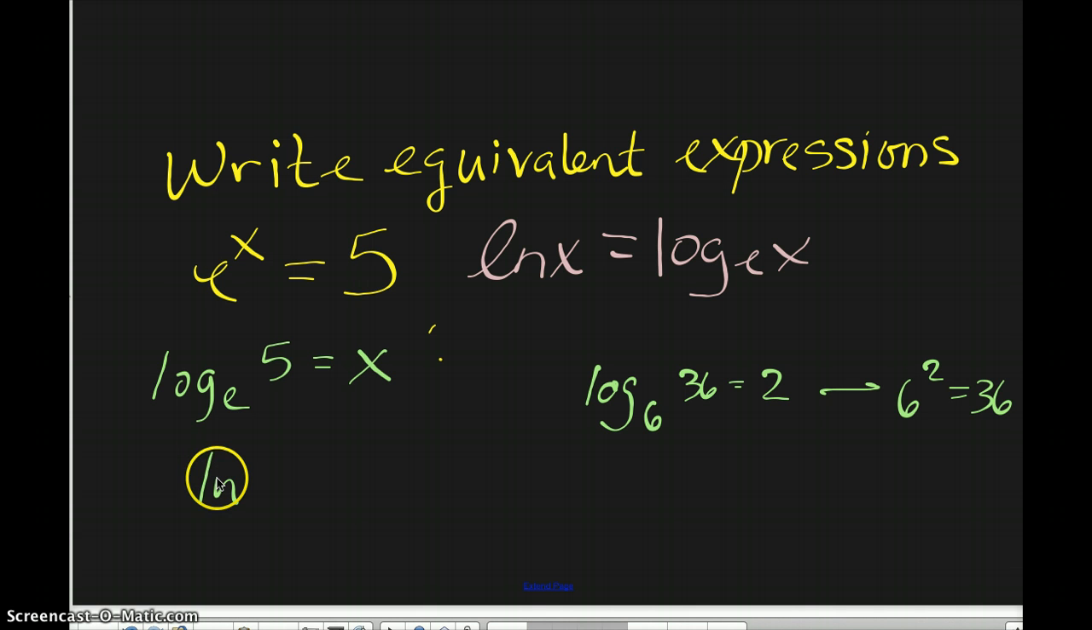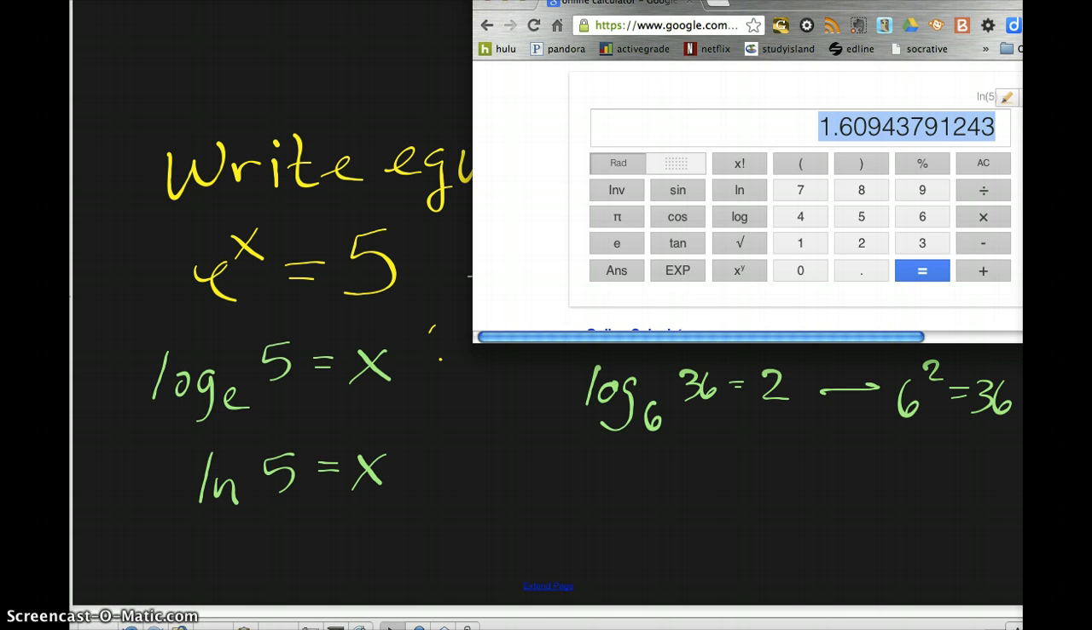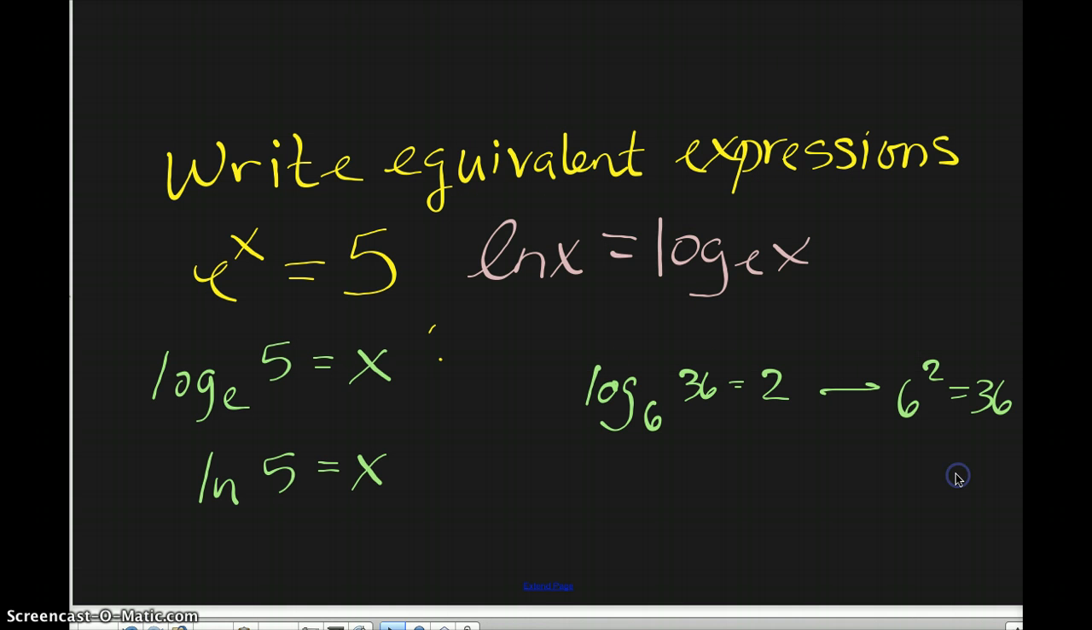When you calculate that, natural log of 5 equals x is what we're going to calculate in the calculator. I did that already. 1.6094.